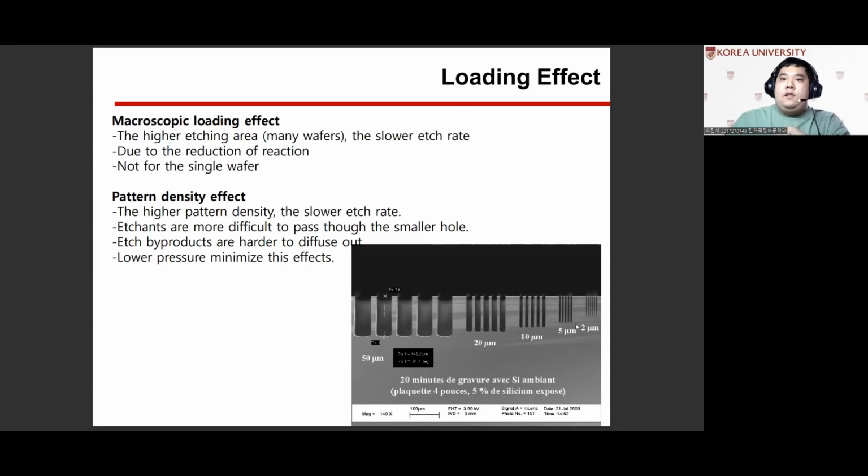Because of this effect, the etch rate in a single chip can be uneven. For this reason, we usually put a really small amount of gas to make the etch rate even.